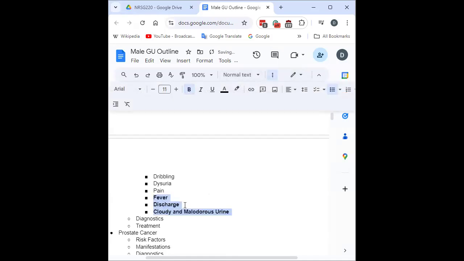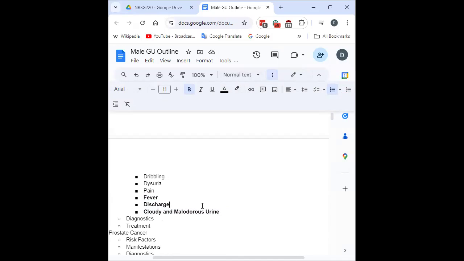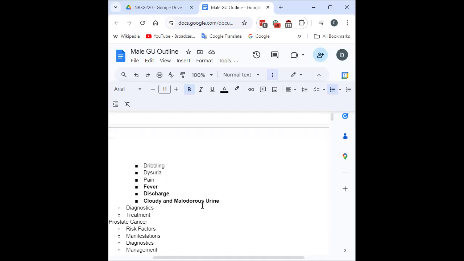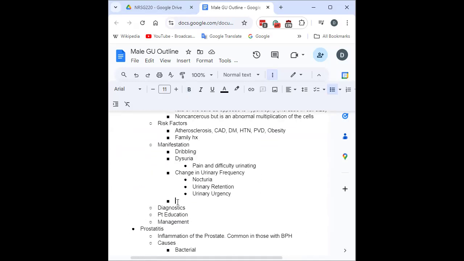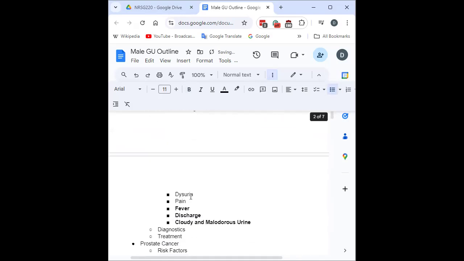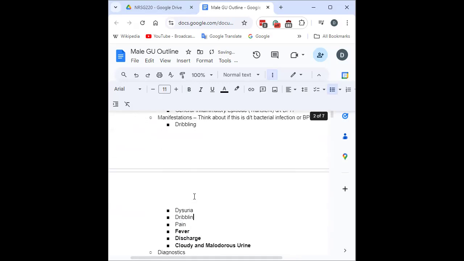Which makes sense, because if you're having an infection, you can imagine you'll have a fever. You can imagine there's going to be a nasty, gunky discharge. Your urine will get cloudy and start smelling bad. It's like a wound: you'll have that nasty discharge, that nasty smell, and you'll get a fever if it's a wound infection. That's kind of how that goes. You'll still have very similar symptoms, such as changes in urination frequency.